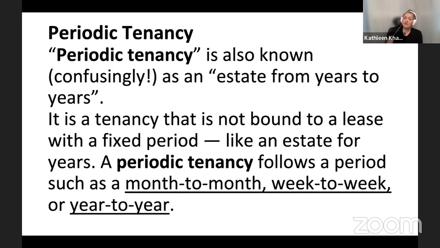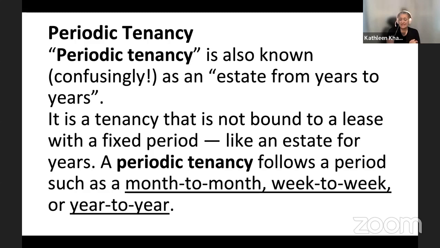Periodic tenancy is also known, and this could be confusing, as an estate from years to years or from year to year. Sometimes the S's aren't in there. It is a tenancy that is not bound by a lease with a fixed period. That's what an estate for years is. This is an estate from years to years. So a periodic tenancy follows a period such as month to month, week to week, or year to year. This is another clinical explanation of the term and definition.